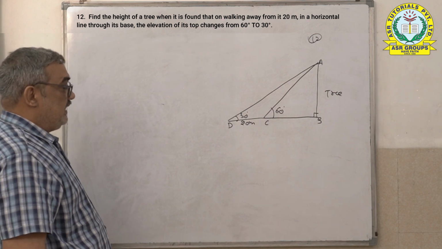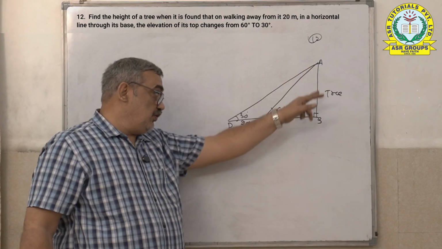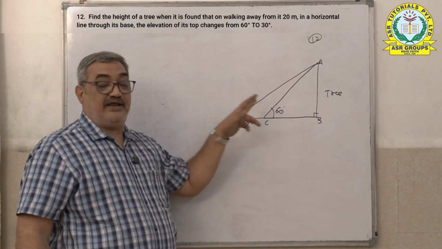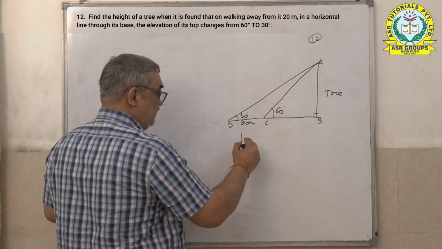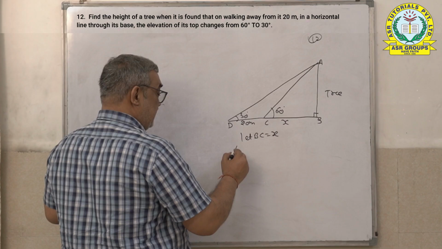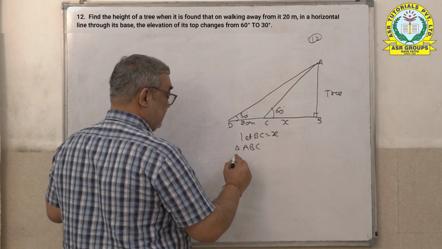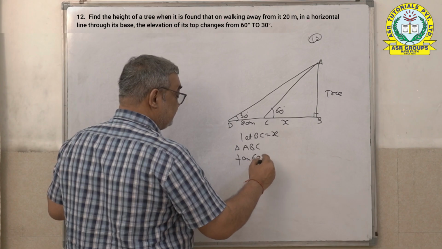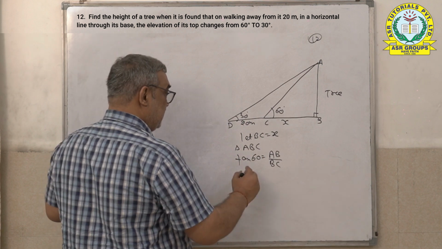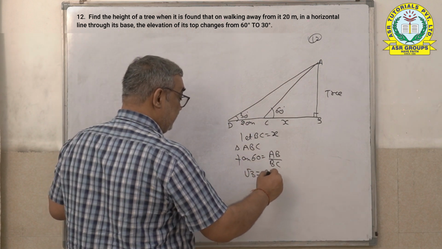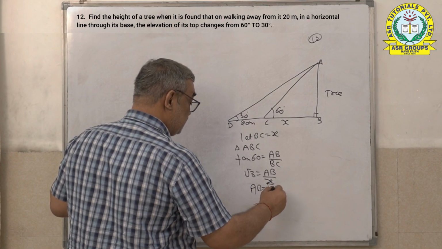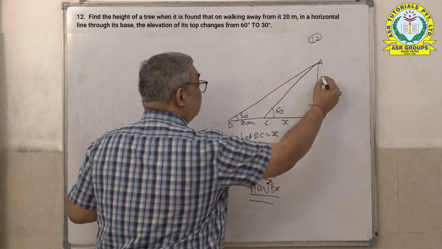Now I told you, we always take the closer triangle first and then the entire. Here I don't know anything. Let BC equal to x. In triangle ABC, tan 60 is AB upon BC. Tan 60 is root 3, so root 3 is AB upon x. So AB is root 3x.